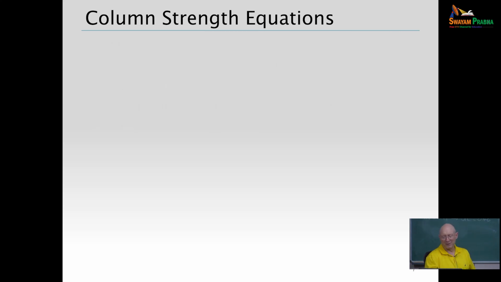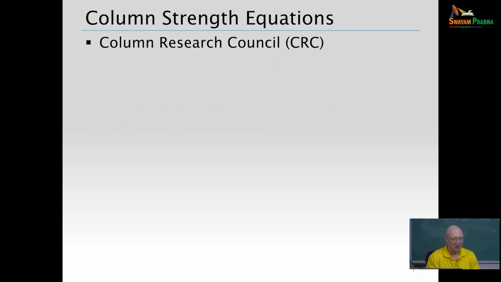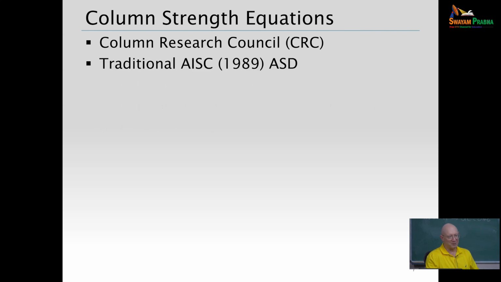Now, column strength equations, just to show you a bit of international history here. The Column Research Council was very active very early on, in the 1940s and 50s. Then moving things forward into the 60s, the American codes picked up on a lot of that, and the traditional AISC allowable stress design column strengths pretty much came out of that. Those originated in the early 1960s in AISC standards.